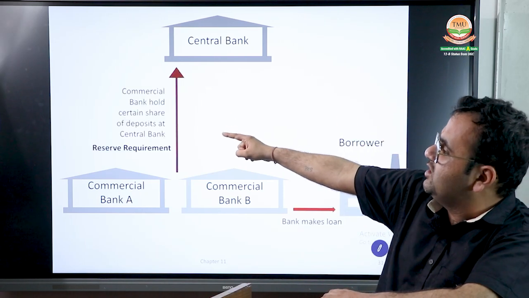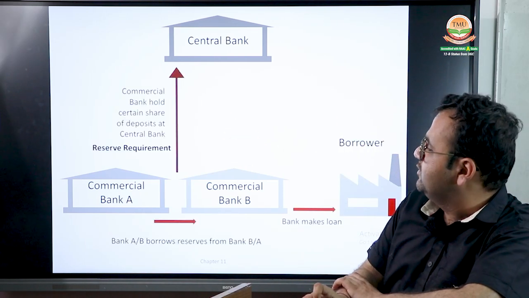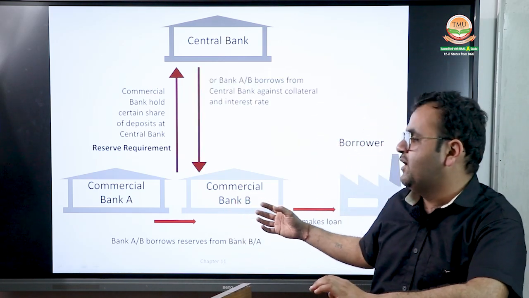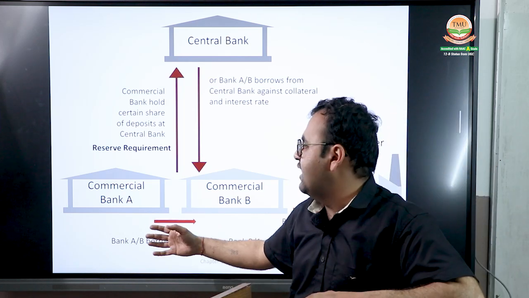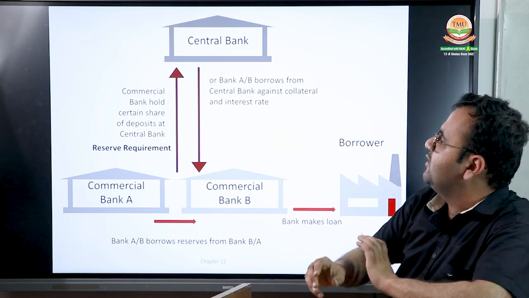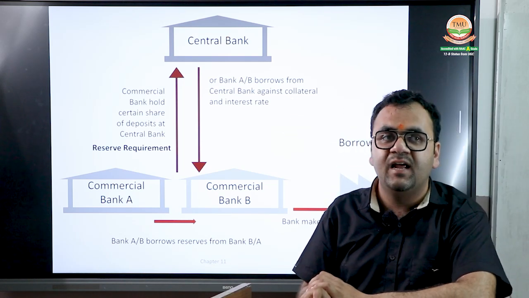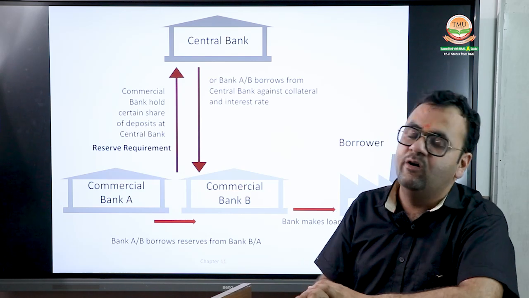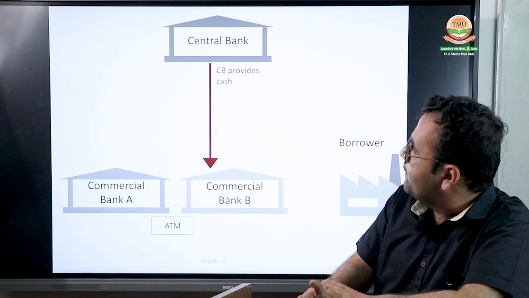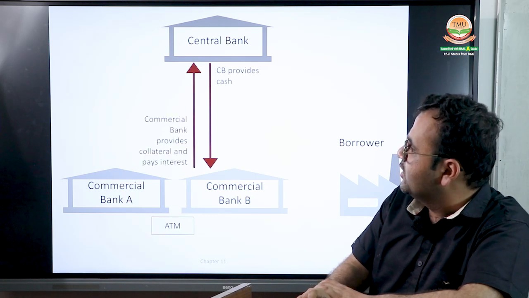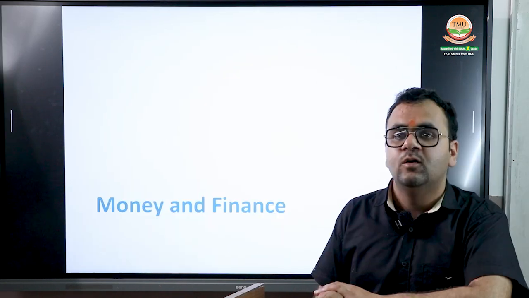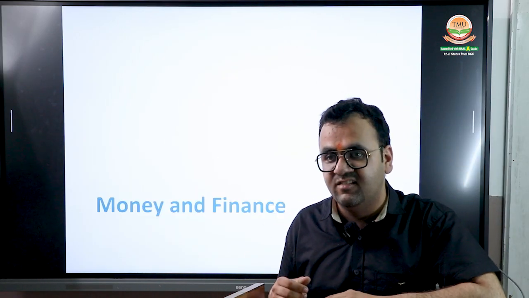Commercial banks hold certain shares of deposits as central bank reserve requirement. Banks A and B borrow reserves from each other. Sometimes if commercial bank B needs money, it can ask A. If A needs money, it can ask B. Or bank A can borrow from the central bank and give collateral and pay an interest rate. Sometimes the bank also has to provide collateral security for that. The central bank provides cash; the commercial bank provides collateral and pays interest. Okay, now we have discussed the banking system and money.